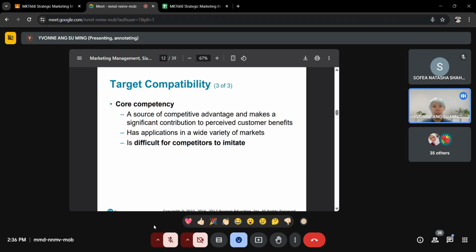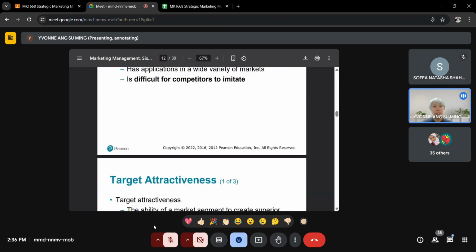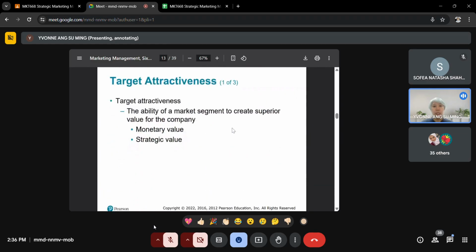And this putting money into different research and development is actually a strategic direction that every year, every couple of years, companies actually have to decide, which direction they want to go in. Okay, so next we'll look at target attractiveness.